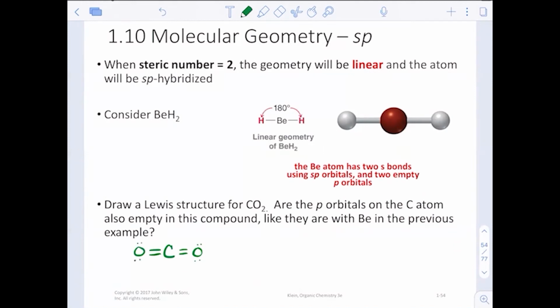Right. The p orbitals on carbon are being used. How can we tell? There's pi bonds. BeH2 has no pi bonds, so Be has empty p orbitals. Carbon is filled, we see the pi bonds. We'll be able to make those distinctions once we start getting more examples.